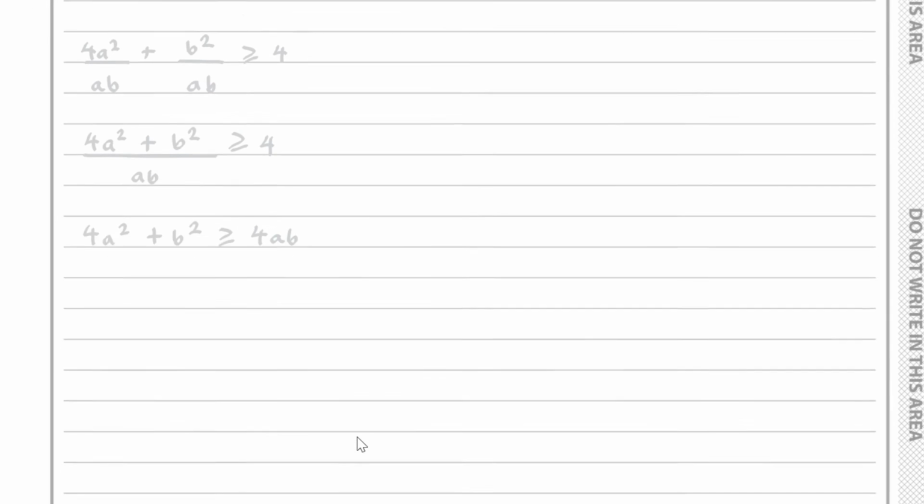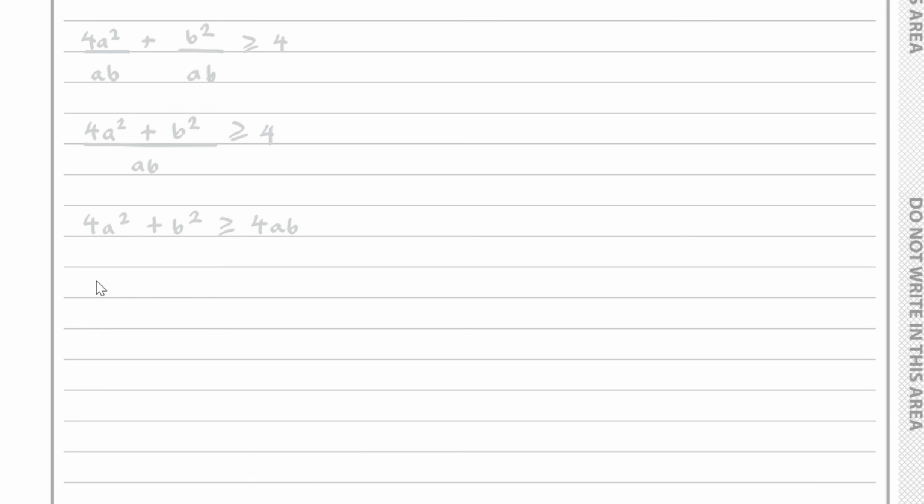I don't know where this is going to end up, but all I'm doing right now is just playing around with everything. Maybe if I subtract 4ab from both sides, I've got 4a squared plus b squared minus 4ab, which is greater or equal to 0. And you can probably factorize this as a perfect square. We can rewrite this as 2a minus b all squared, and all this is greater or equal to 0. And I don't know what else to do from that. But the point is to realize that this over here is our starting point.